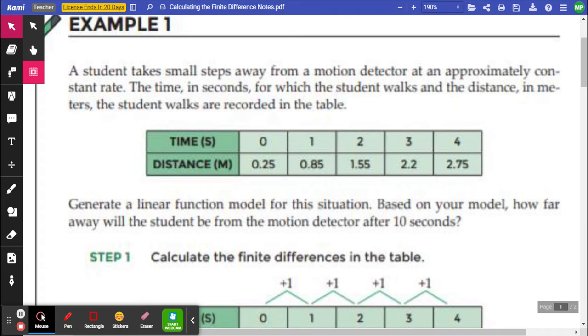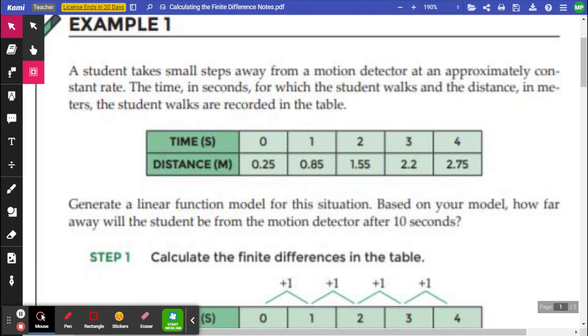A student takes small steps away from a motion detector at approximately constant rate. The time in seconds for which the student walks and the distance in meters the student walks are recorded on the table. It wants us to generate a linear function model for the situation. And then it says, based on your model, how far away will the student be?